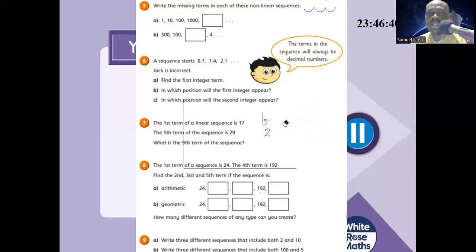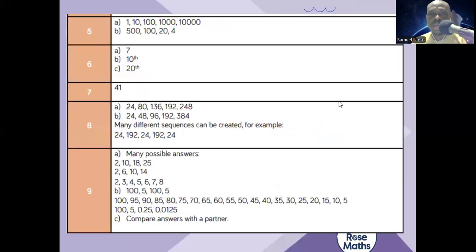So geometric sequence can be a little bit tricky, but it's actually very easy, as I have just shown you, to find the missing terms. Okay, here are the answers. Mark your work.